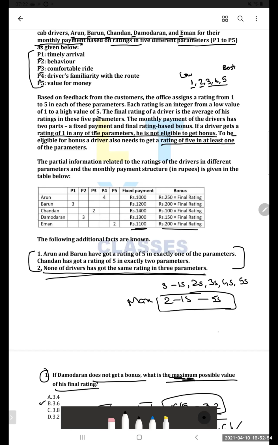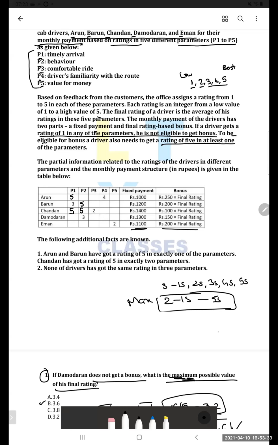Minimum. So let's start with A. Do we know anything specific about the ratings conditions for A? If you look at the first condition here, what does it say? Arun and Varun have got a rating of 5 in exactly one of the parameters, and Chandan has got a rating of 5 in exactly 2 parameters. So I know for sure there is definitely a 5 for Arun and Varun, and Chandan has got 2 5s.